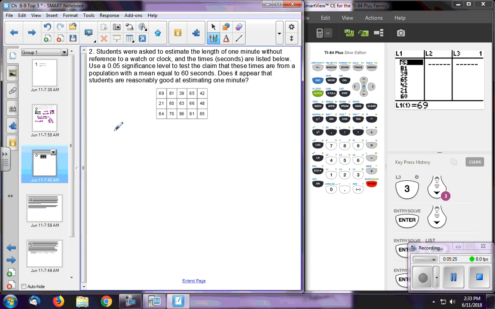We want to test the claim that these times are from a population with a mean equal to 60 seconds. So we're testing, is that mean actually 60 seconds? And our alternative is that they were not successful in doing so.